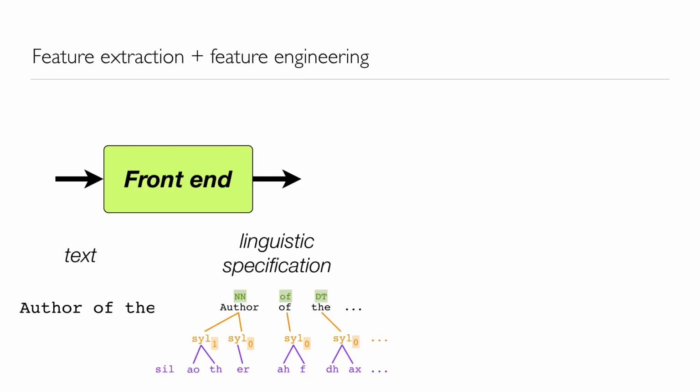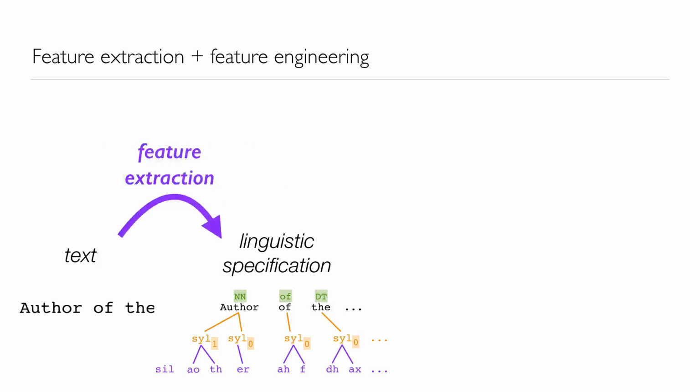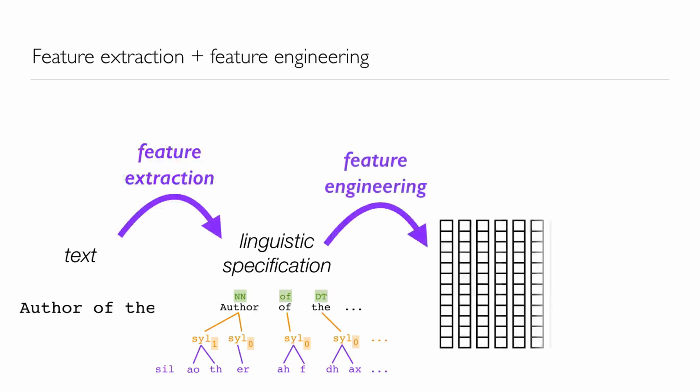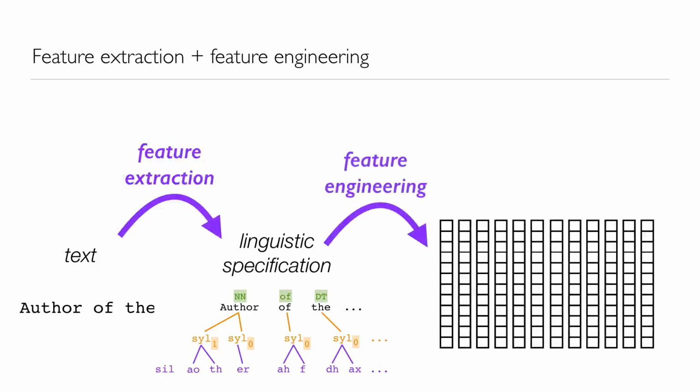So we have already seen this, the front end, which takes the text as an input and outputs linguistic specification. After feature extraction, we have to do a bit more further processing, which we call feature engineering. We have various design choices here, which I'm going to highlight some of them in the coming slides. But for now, I will stick with the HTS format, which is being used in Merlin.